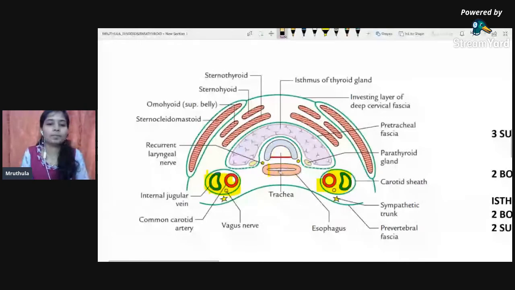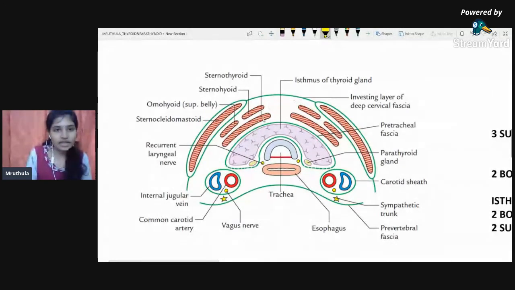So first, we would cover the lateral relations in this diagram, the lateral relations of the thyroid gland. What are the lateral relations? You can see in the picture. On the lateral aspect, we have three muscles: the sternothyroid, sternohyoid, and omohyoid, specifically the superior belly.